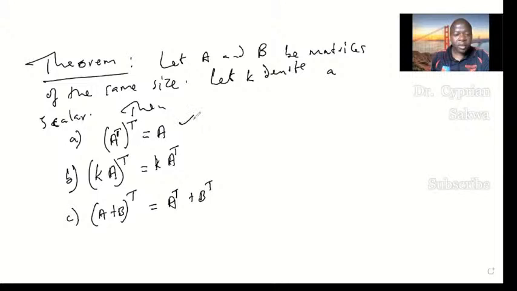And very importantly, the transpose of A transpose will be A, and if I were to take a constant, K is any constant here, K times A, the transpose of that will be K times A transpose. And the transpose of the sum of two matrices will be the same as the transpose of the first matrix plus the transpose of the second matrix.